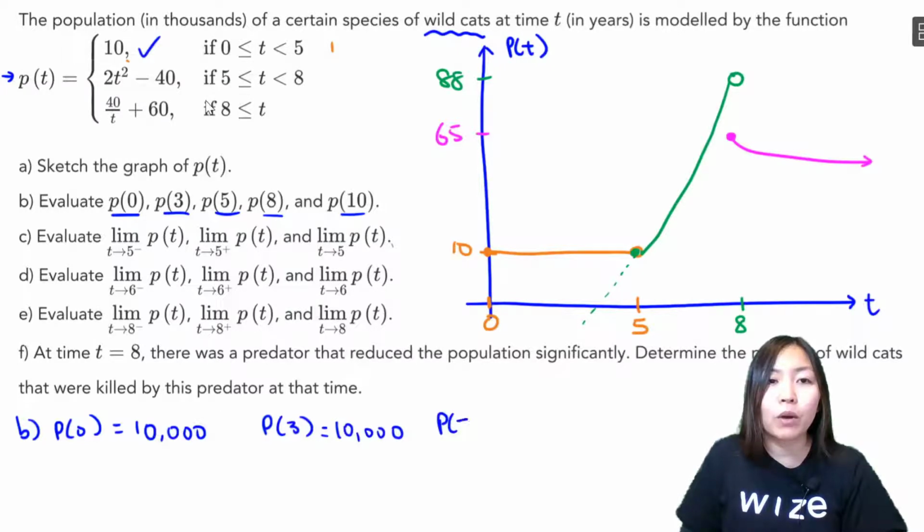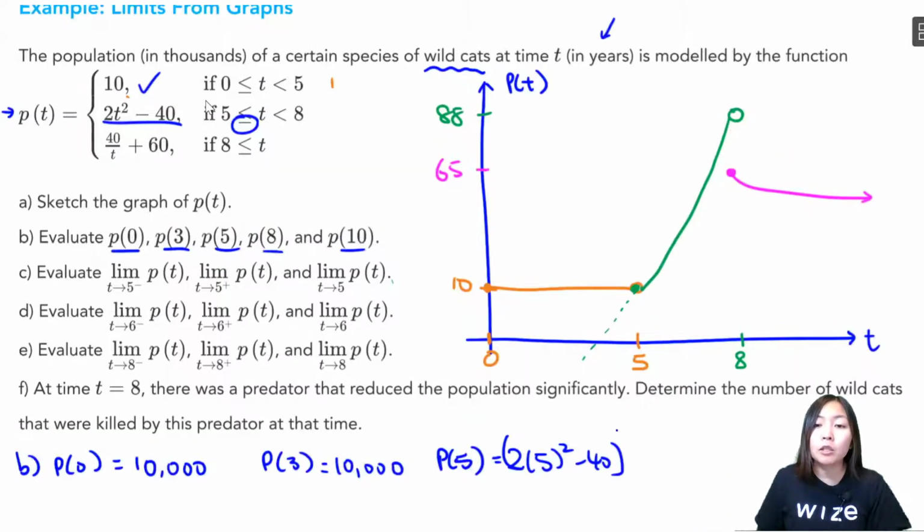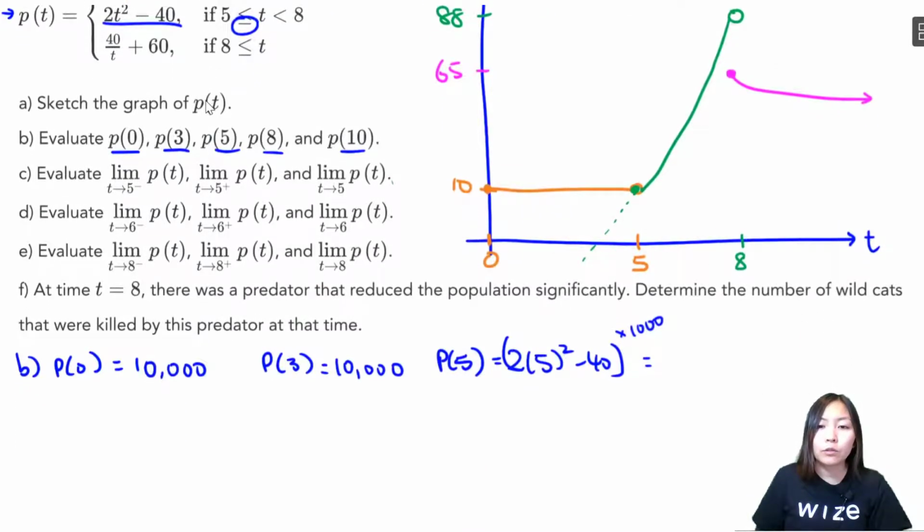Okay, P at 5, what happens? Well, at 5, I actually switch over to my second piece, so I'm going to use this guy right here. So that's going to be 2 times 5 squared minus 40, and I'm going to multiply this whole thing by 1,000 to get my actual population. So crunching this up, this is going to give us 10,000 as well. And all three of these you can actually see from the graph. P at 0, P at 3, and P at 5.